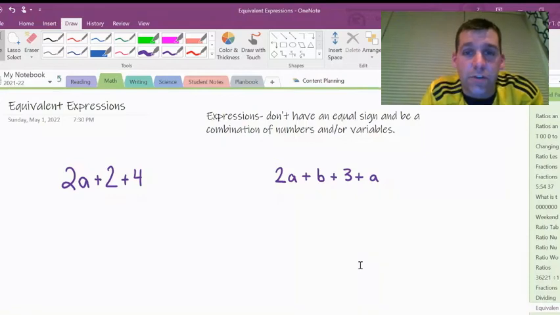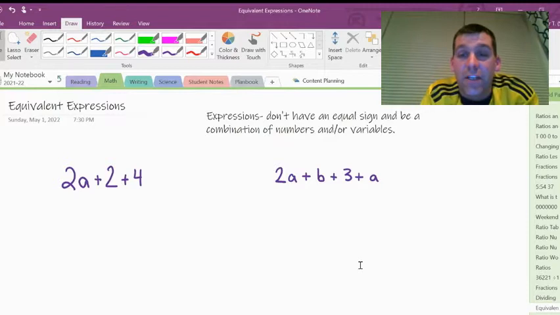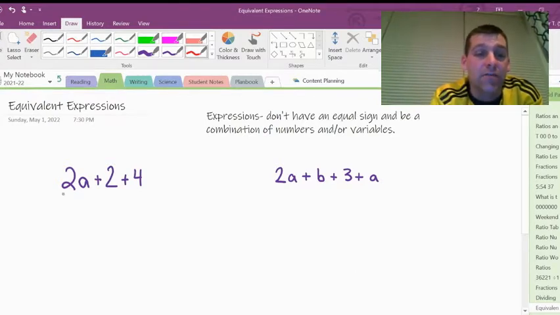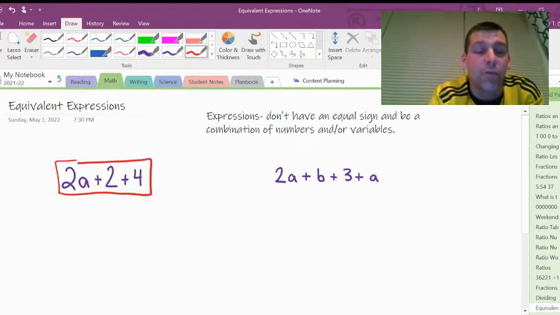We know expressions are a combination of numbers and variables that don't have an equal sign in the end. Okay, and so I've got two examples up here. We're going to look at both of them, and then I'm going to give you another example afterwards that we're going to work through together. So here I've got this idea of 2a plus 2 plus 4, right?